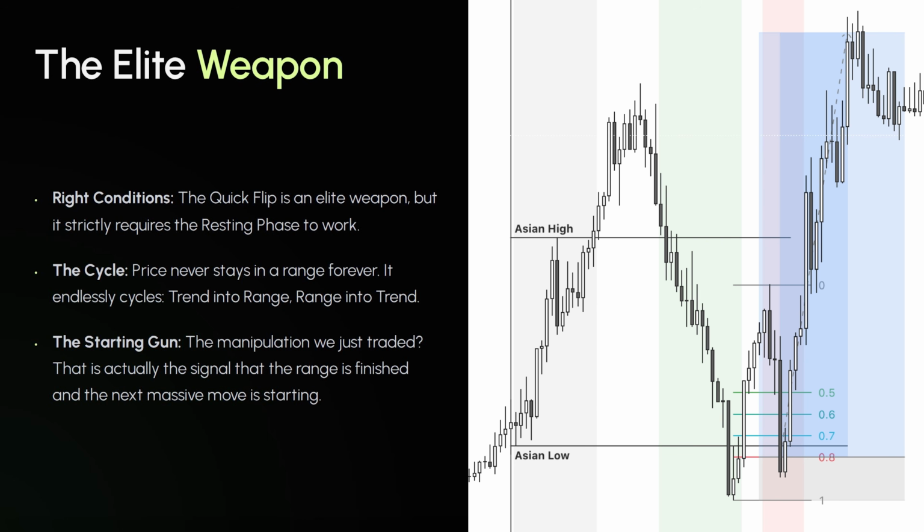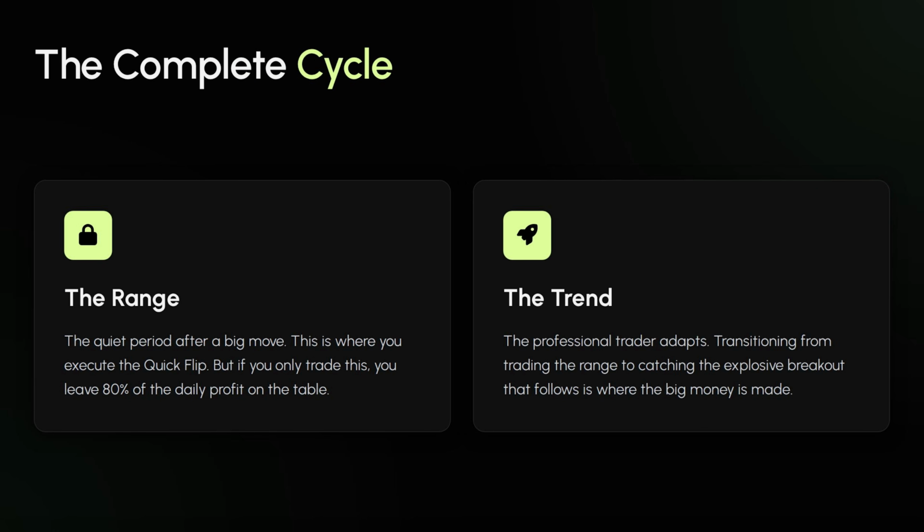Here's the reality. The quick flip, an elite weapon, but like any weapon, it only works in the right conditions. And what are those conditions? The resting phase, the range, the quiet period after the market has finished its big move. But think about this. Price never stays in the range forever. Am I right? It follows a never-ending cycle. Trend turns into the range turns into the trend, over and over again.